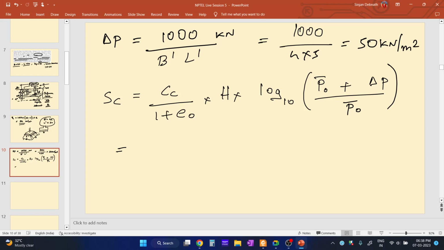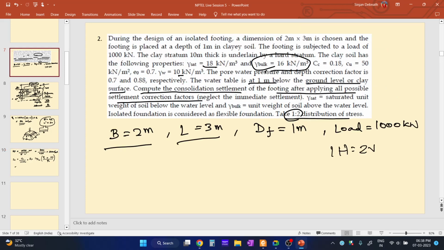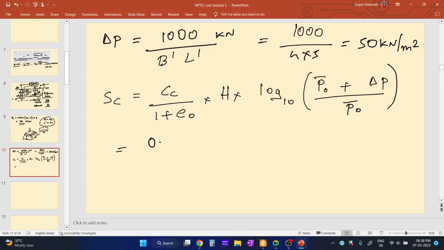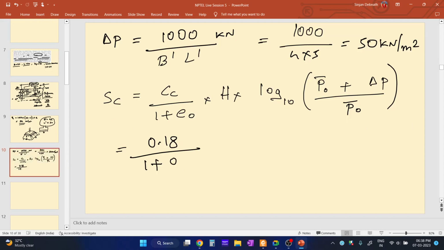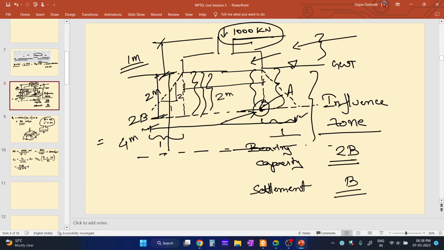So what is the value of Cc, the compression index? The compression index is 0.18. So compression index is 0.18, divided by 1 plus e0. What is the value of the initial void ratio? Initial void ratio is 0.7. So 0.7 into H. What is the thickness of the layer?